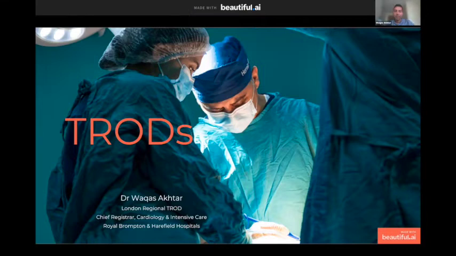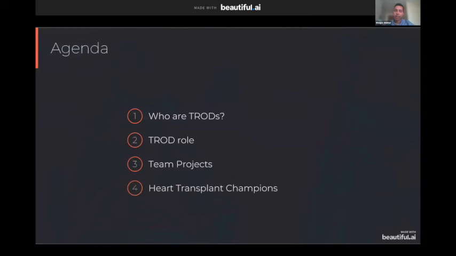I'm going to be talking about TRODs. We love a good acronym, and this one stands for Trainee Representative in Organ Donation, mimicking the CLOD role. My name is Waqas. I'm the London Regional TROD. I'm also the Chief Registrar, specialising in transplant cardiology and intensive care at the Royal Brompton and Harefield Hospital in London. I'm just going to cover a bit about who TRODs are, what the TROD role involves, some of the team projects that have been carried out, and particularly a bit about my project on Heart Transplant Champions.